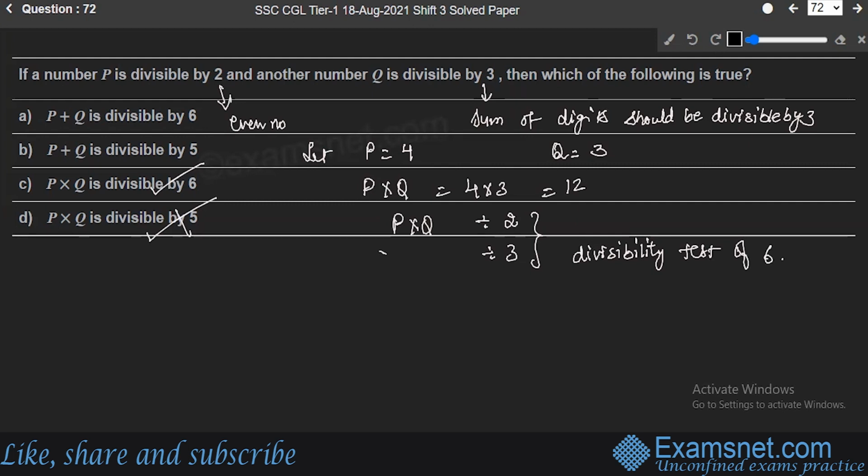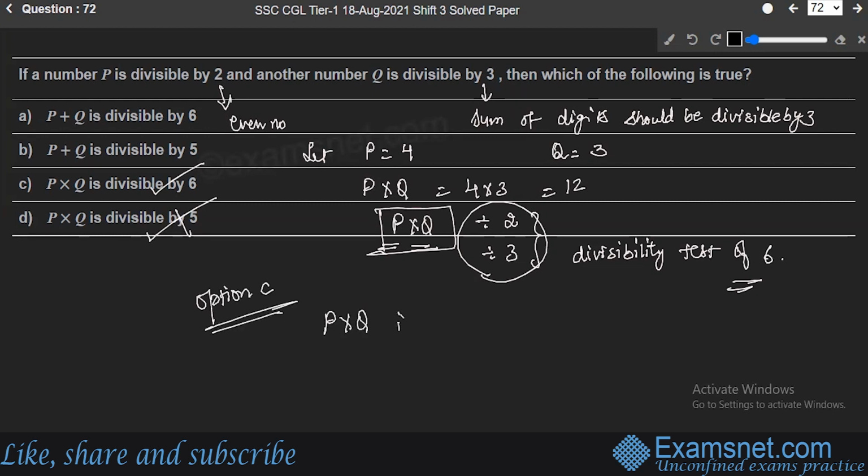This is correct. If p is divisible by 2 and q is divisible by 3, then the product of the two will be divisible by both 2 and 3. And this is the divisibility test of 6. So option C, p multiplied by q is divisible by 6, is the correct answer to the question. Hope you are clear with this.